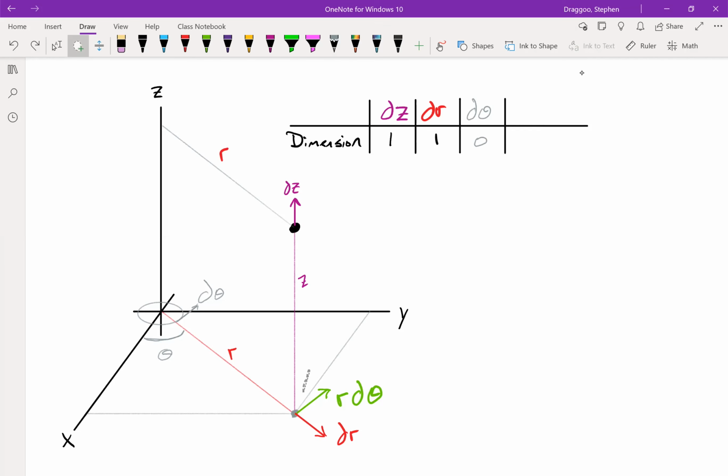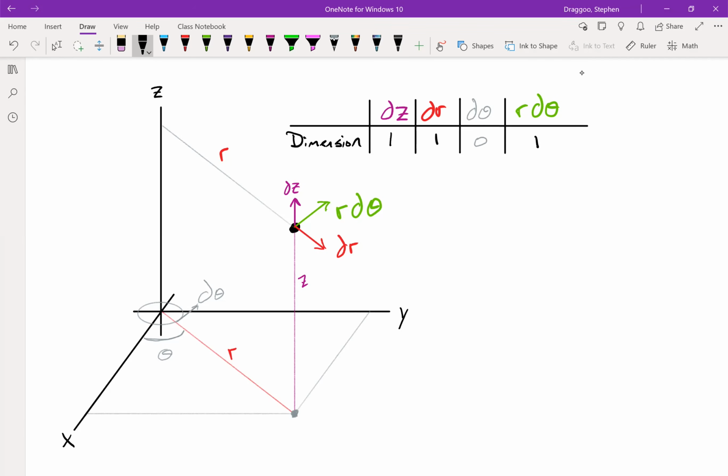So let's try that one more time. And we'll just slide that up here. And we'll use dr and r d theta to describe how our point is moving through space. So I should also come over and put down an r d theta in our dimension table.